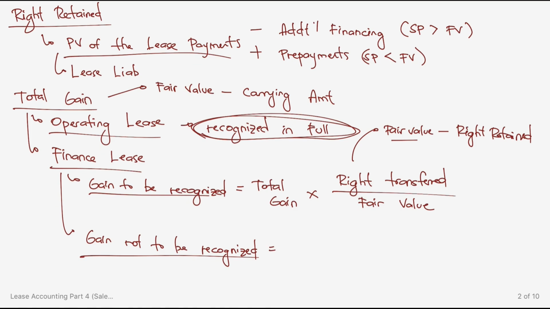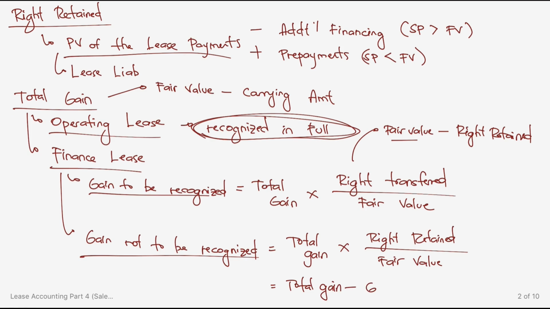While the gain not to be recognized, on the other hand, is equal to the total gain times the right retained, again, right retained divided by the fair value. Alternatively, this is also equal to the total gain minus the gain to be recognized. So that's the computation of the gain to be recognized and gain not to be recognized.